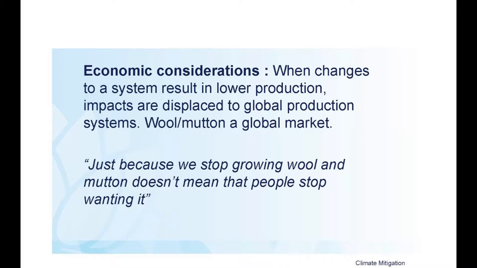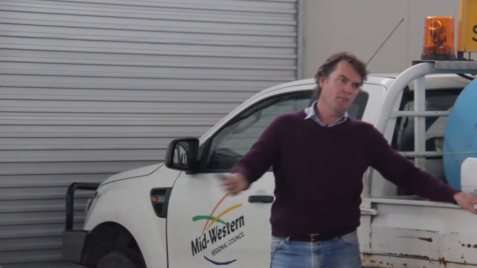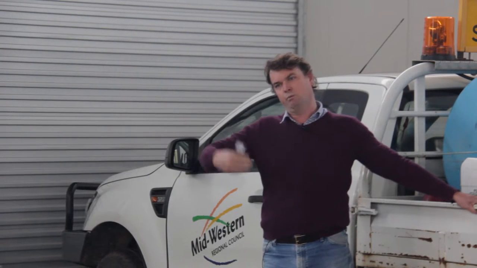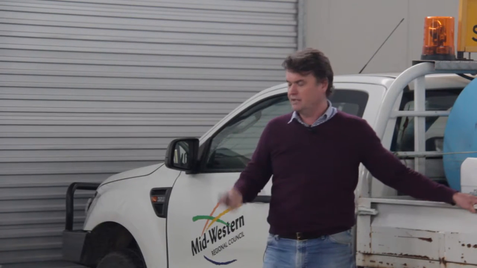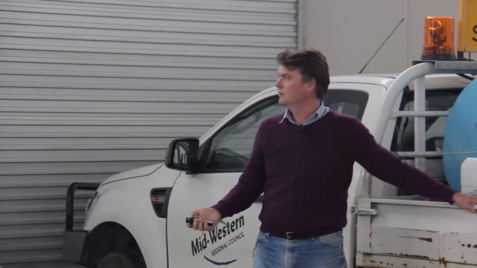And the easiest way to say that is just because we stop growing mutton, we being a region or whatever, doesn't mean that people want to stop eating it. Doesn't mean that the whole supply demand thing is going to change. All it means is they're going to put pressure on other places to actually keep supplying the mutton or the lamb or, you know, whatever it'll be replaced with. So we try and take into account those kind of supply chain effects. Now it affects the outcomes.